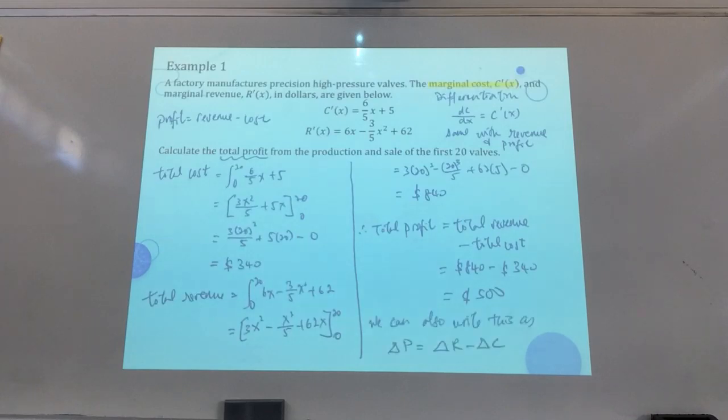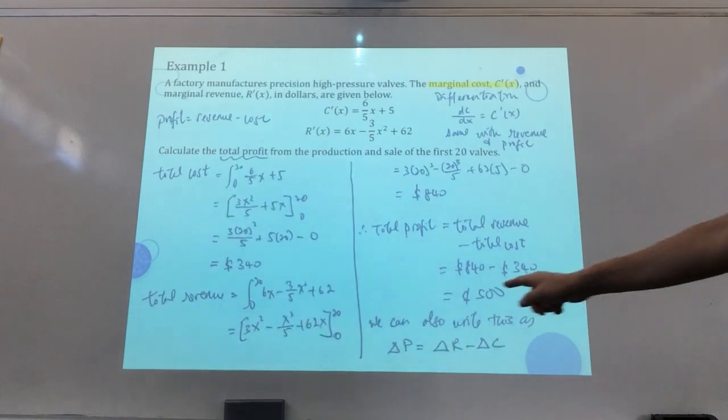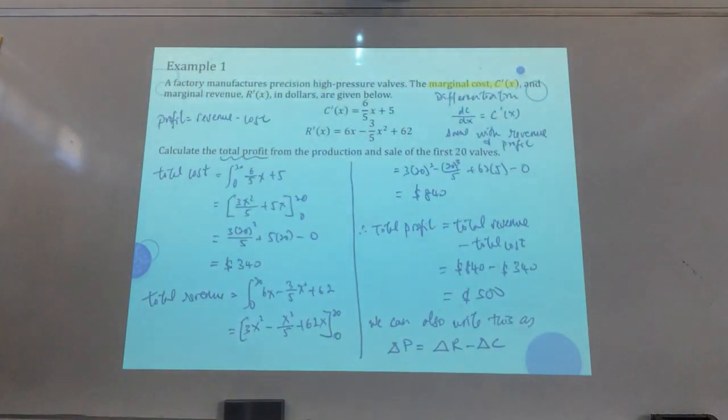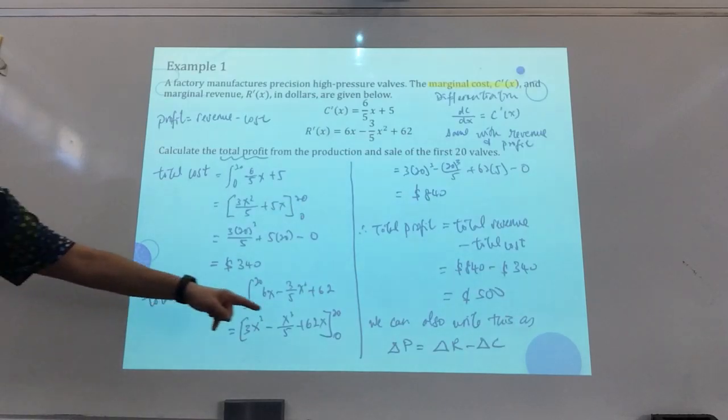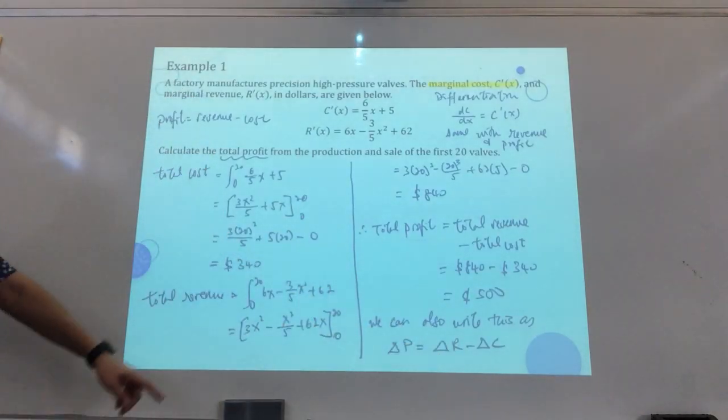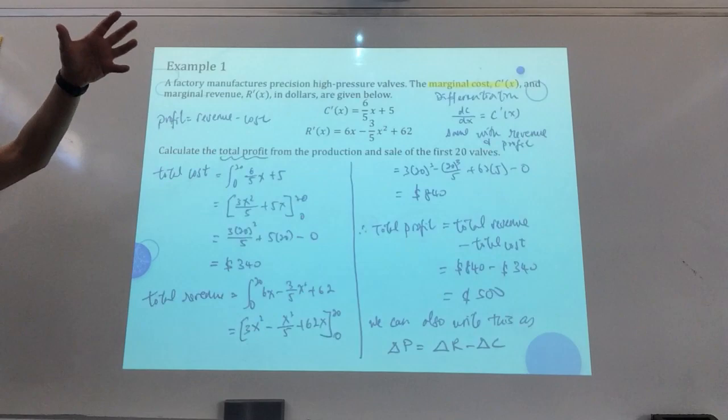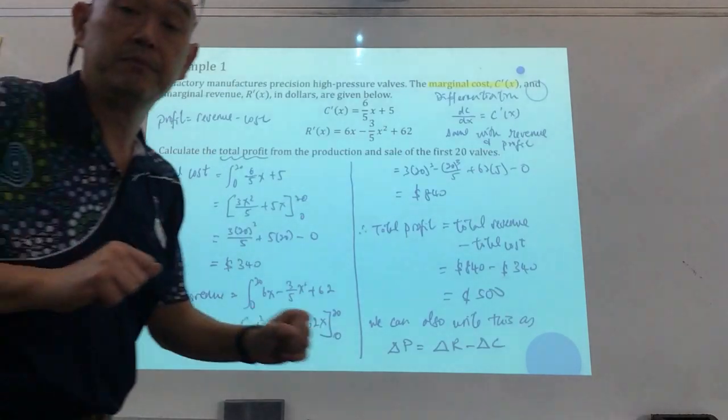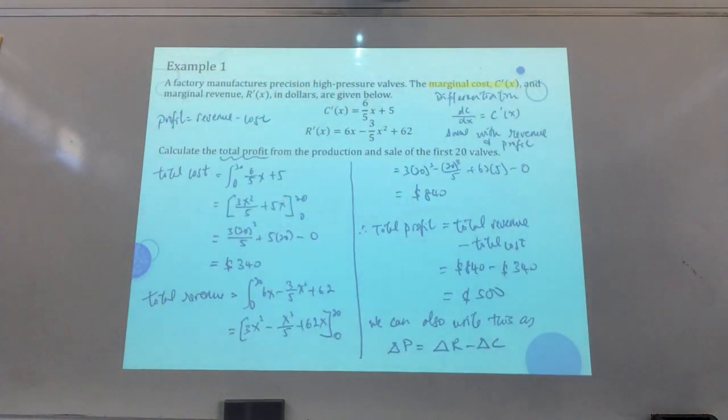Now notice we could actually use a delta symbol. A triangle, a delta symbol. Delta P equals to delta R minus delta C. Alright? That is alright if you write in that, if you use the delta. The total change, if you use the delta, that's fine. Alright? Example 1. That's the most basic example.